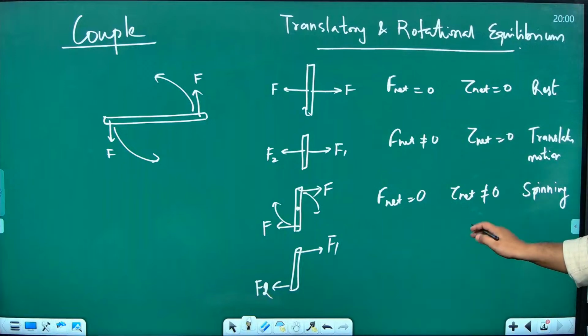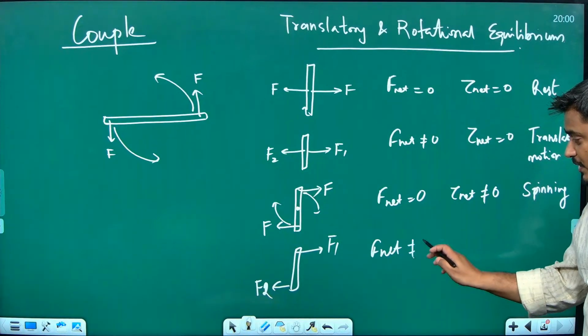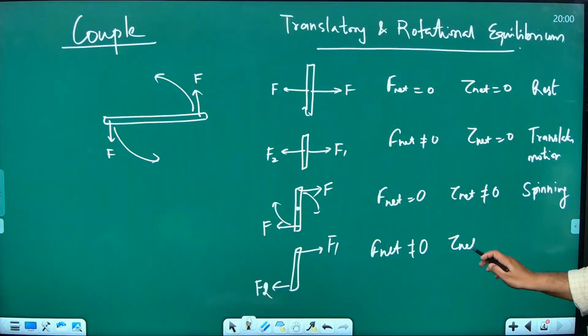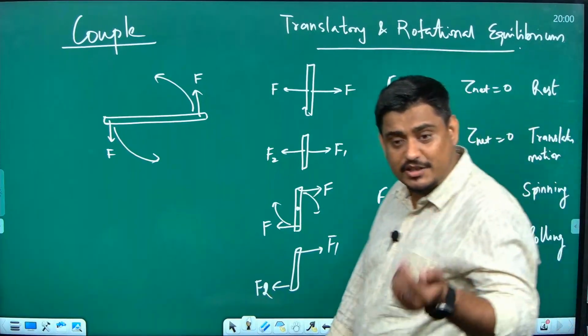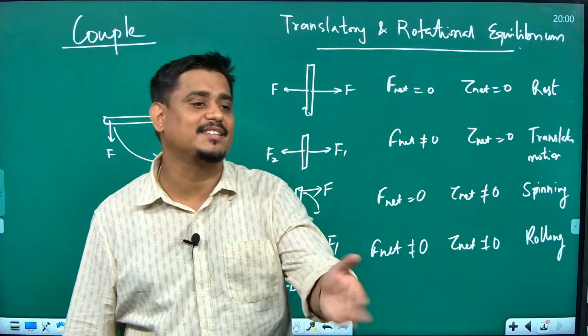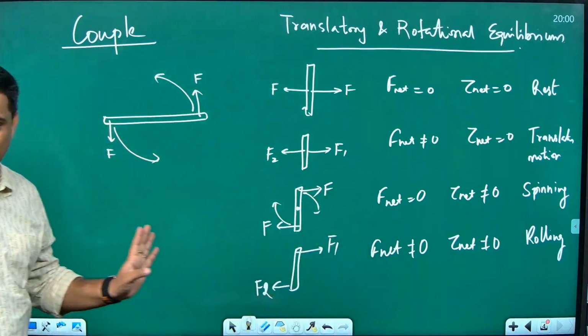So I can say in this case, F net also is not equal to 0. Tau net is also not equal to 0. The body is rolling. Or I can say that the body is neither in rotational equilibrium nor in translatory equilibrium. I hope you are getting my point. This table is clear to you?